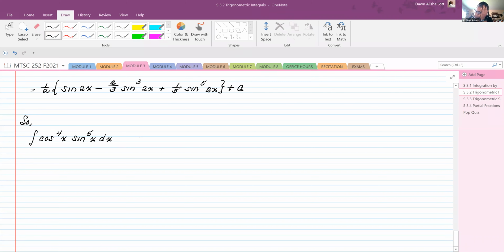You start off right away with cosine to the 4th of x, sine to the 4th of x, sine of x dx. And you're going to work with that. So cosine is going to be u. So these are going to have to be traded.